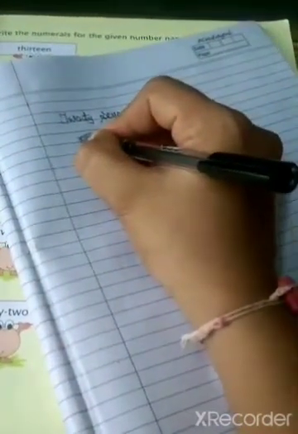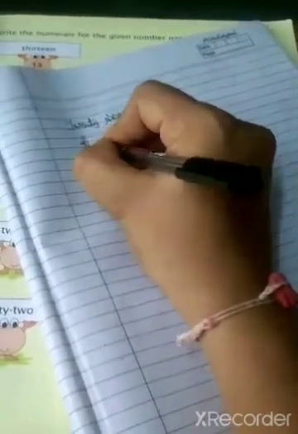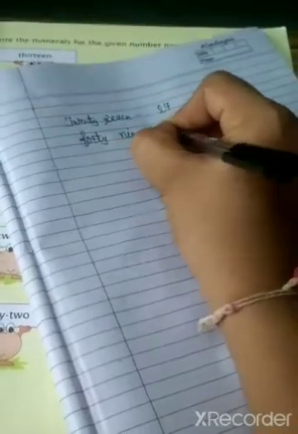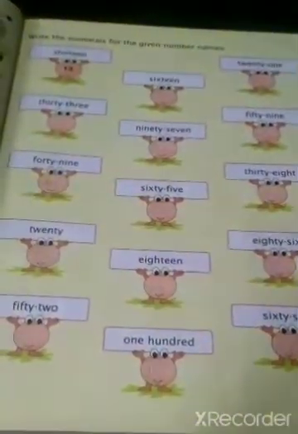If there is forty-nine, which number do you write? You write 49. I hope you all know these number names. So let's move to our exercise.